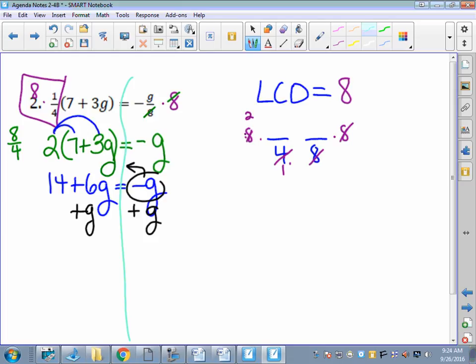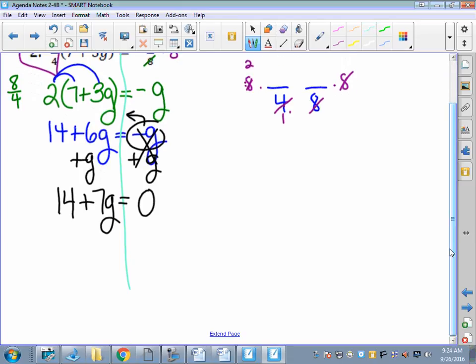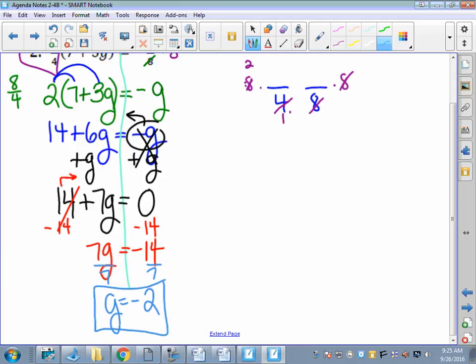The reason I want to do it this way is because I want to mention this. If my negative g and plus g cross out, I have to put something on this other side of the equation, so I'm going to put a 0 there. If you notice that you could have just subtracted 6g, awesome, do that. Now I want to get this 14 to the other side, so that means I'm going to have a 7g equals negative 14, and everybody knows to divide by 7 for my last step. And g should be equal, don't forget, your negative 2.